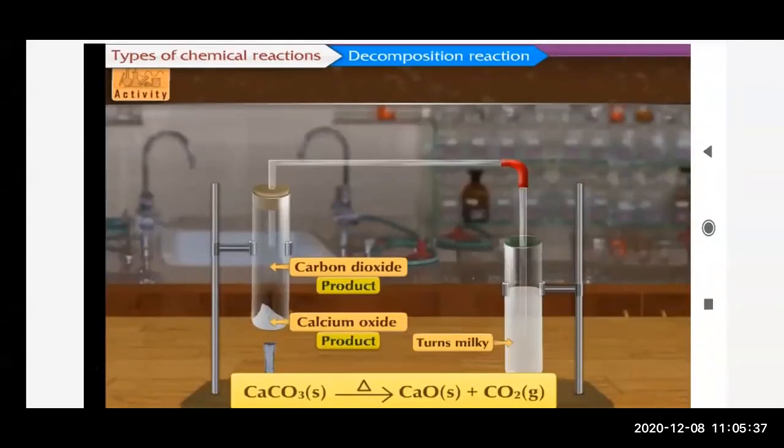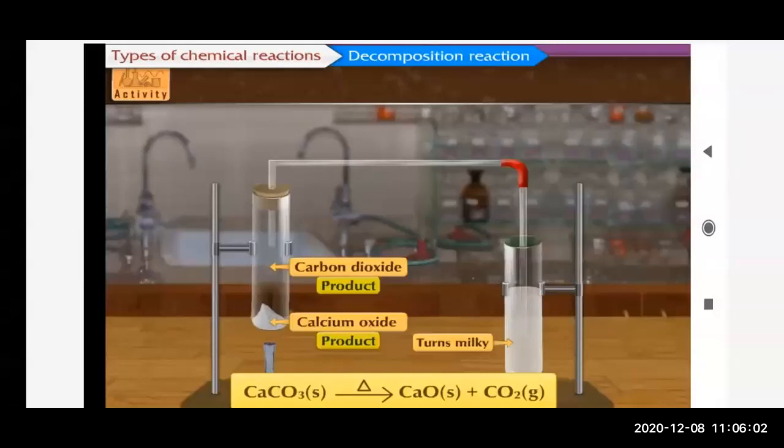So calcium oxide powder remains behind in the first test tube. Similarly, in another reaction, the calcium carbonate, that is CaCO3, decomposes to form calcium oxide and carbon dioxide gas. The calcium oxide powder remains, as shown on the left hand side, and lime water turns milky.